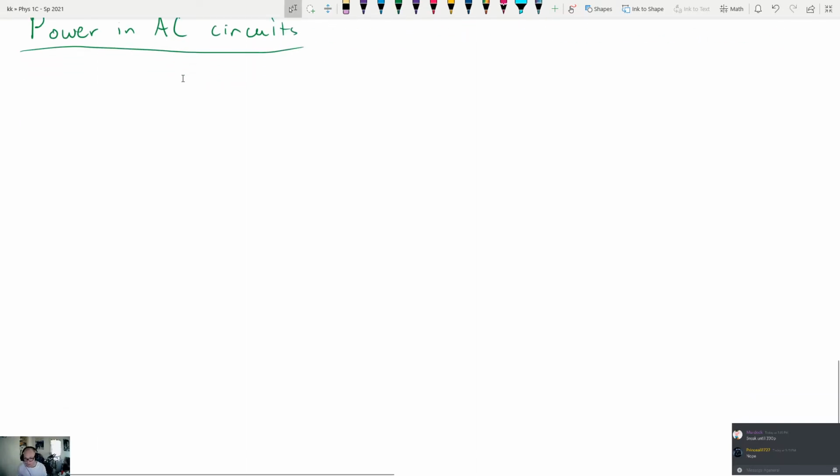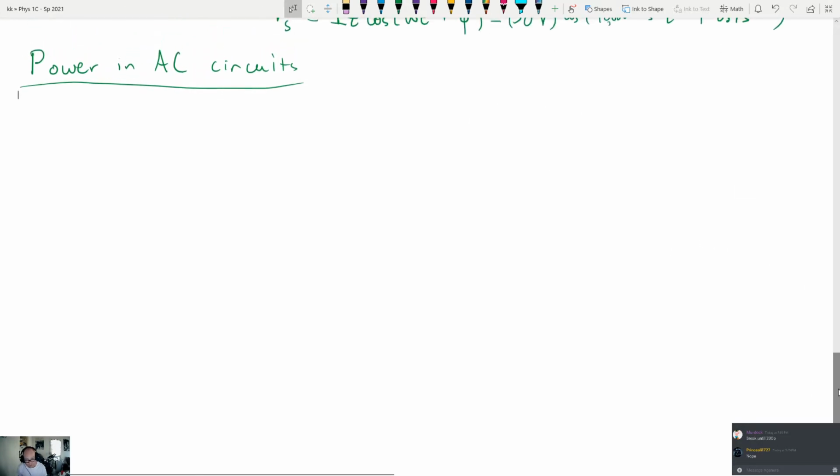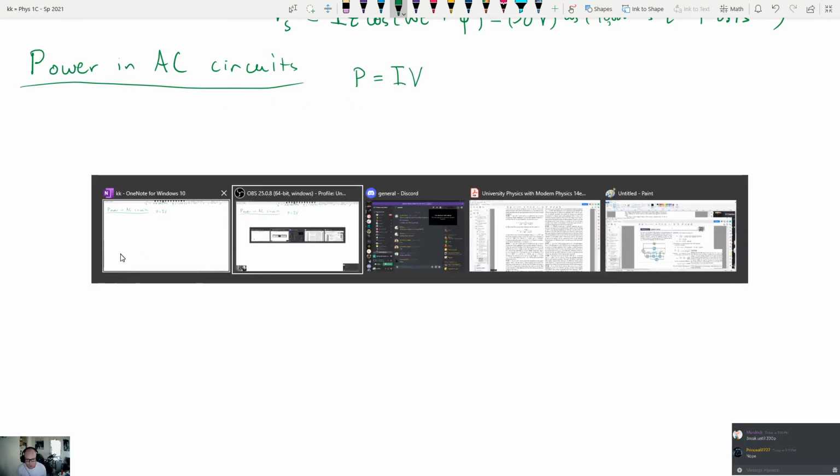All right. So now that we have an expression for voltage as a function of time and current as a function of time, we can talk about how power works in an AC circuit. In general, we know that power, when we're talking about DC circuits, was equal to the current flow multiplied by the voltage.